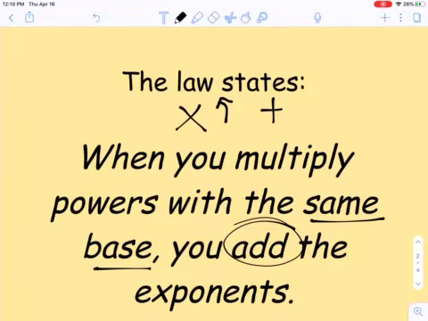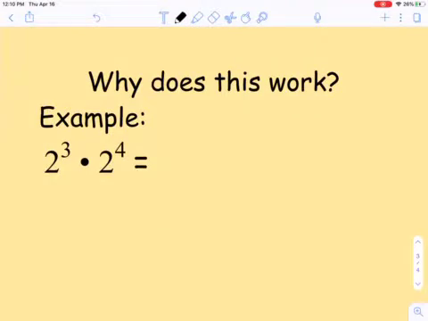But anyway, what I want to do is show you why this is. I think it's great that we tell you how to do something, but a lot of times it's like, well, why does this work? So I'm going to show you why it works, and hopefully by the end of this video you'll have an idea. So let's look at this example.